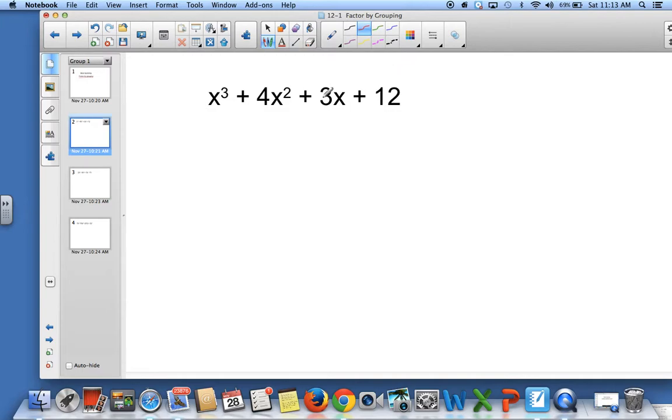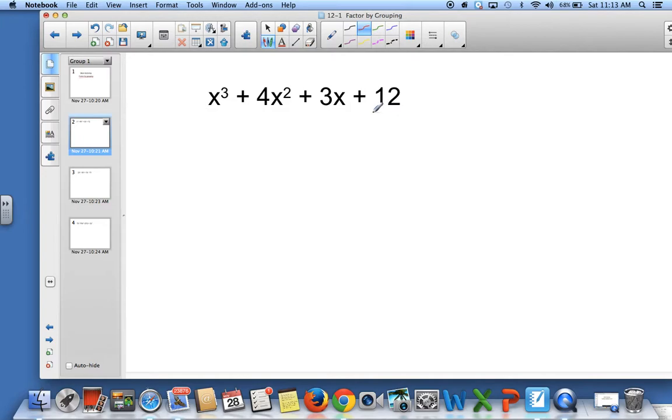With trinomials, we just went like this and figured out what they were. We can't do that here because this is kind of a mess with the four terms. So what we're going to do is what's called factor by grouping. I look at this and ask, is there a common factor in all of these? And there is not. There is no coefficient other than 1, and there are no variables here. So immediately I can say there are no common factors.